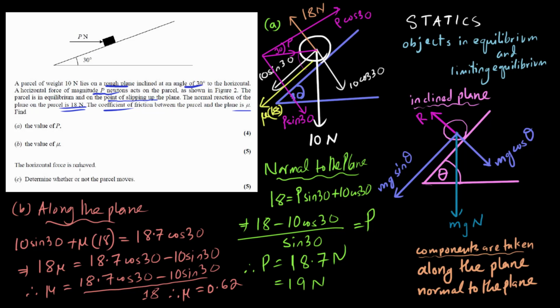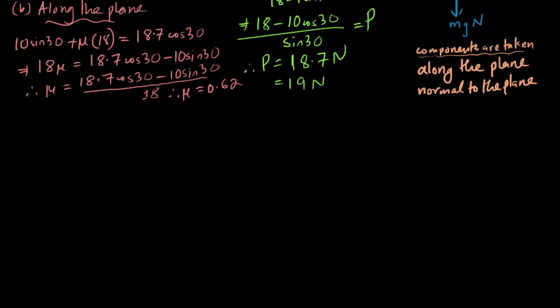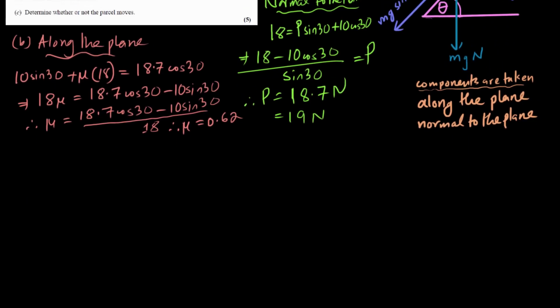Now we have a common question. If the force is removed, we have to check whether or not the object will remain in place or whether it is going to move. So if the force is removed, this is what's happening. In question number C, this horizontal force is removed. We have this angle, we know this is 30 degrees.